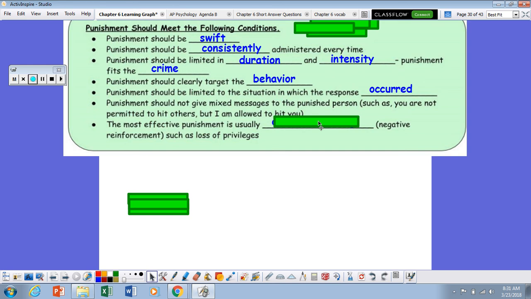And the most effective punishment, as we've mentioned before in class, is usually omission training. Negative reinforcement or negative punishment specifically, maybe this needs to be changed here, where a person loses their privileges. So if an individual breaks curfew, then perhaps you lose the opportunity to use your car for travel.